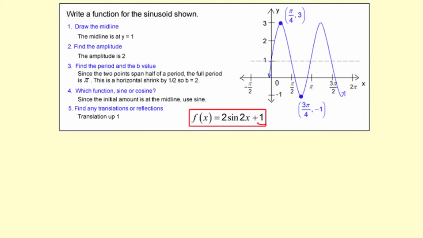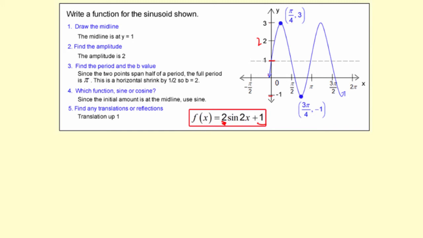Next thing you do is you figure out the amplitude. The amplitude is the distance from the midline to the max or min. And until you draw the midline, you can't really figure out the amplitude, which is why the midline is, again, super important. In this case, the amplitude goes from 1 to 3, so that's 2. And that's where this 2 comes from right here.